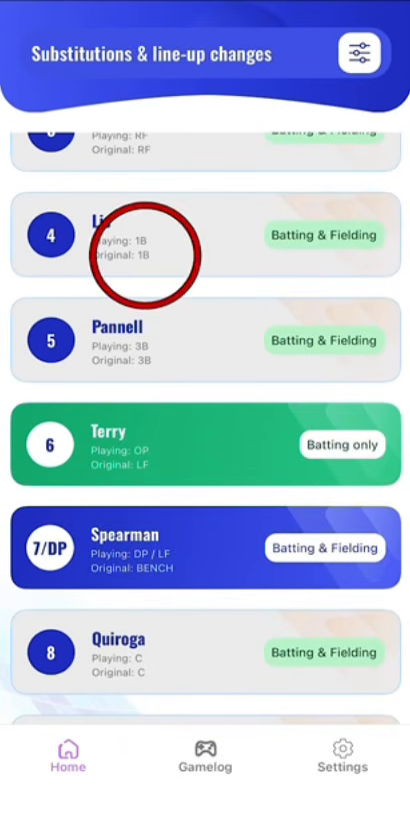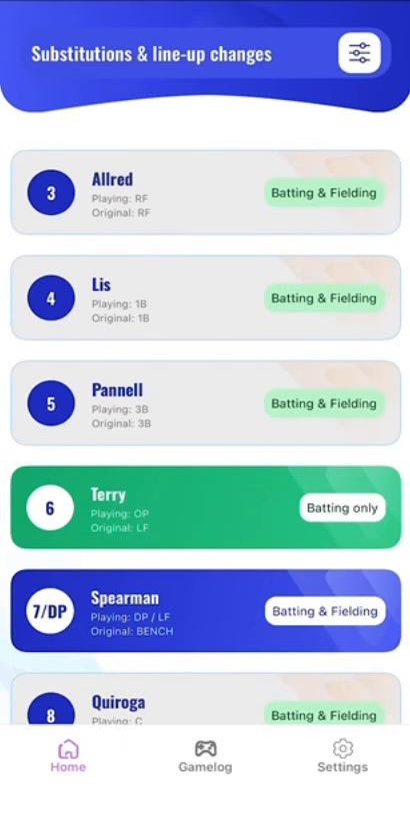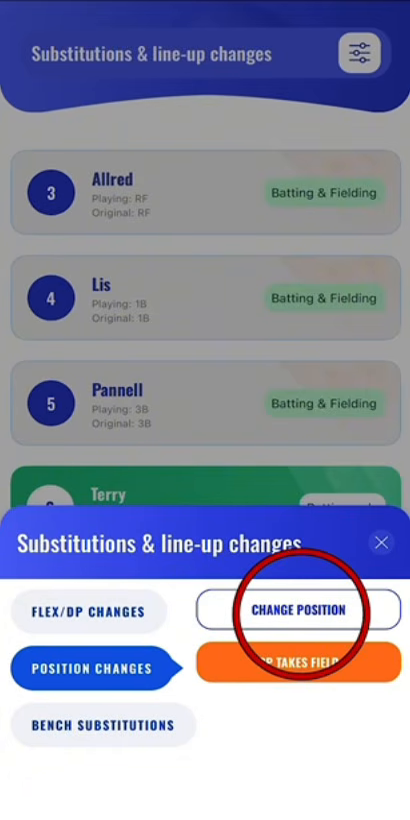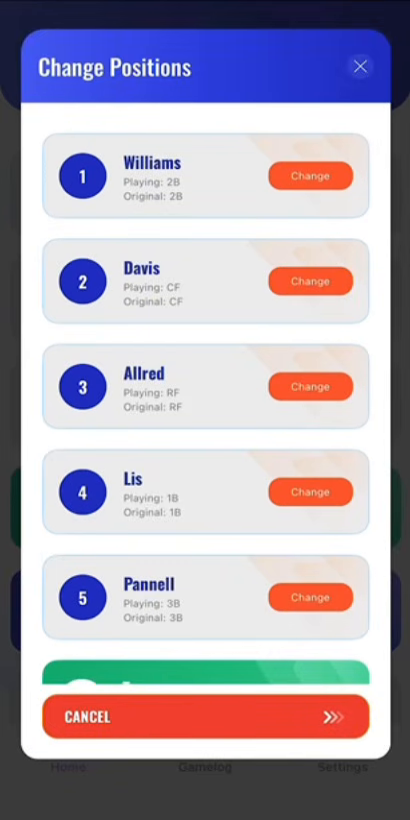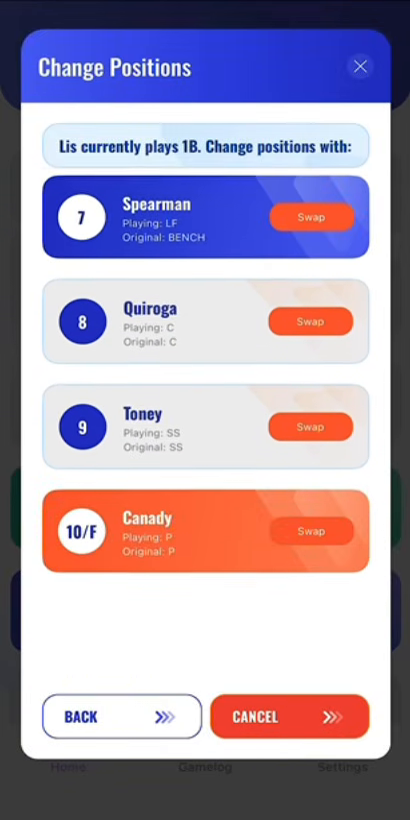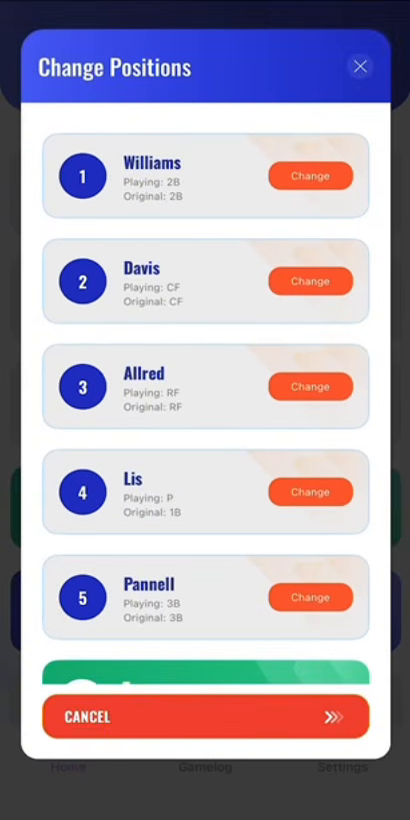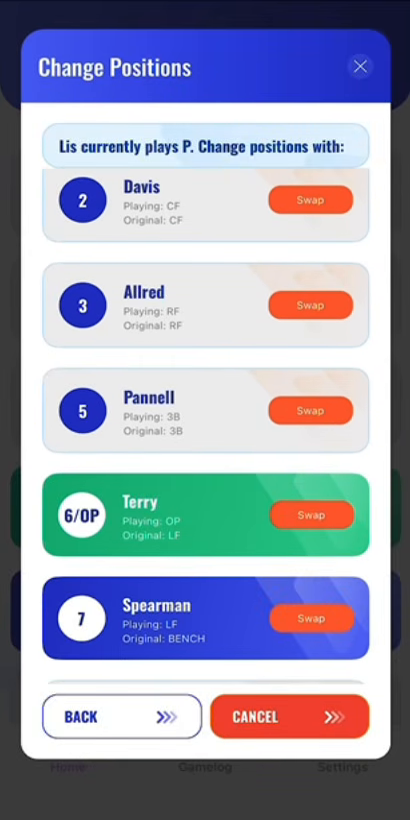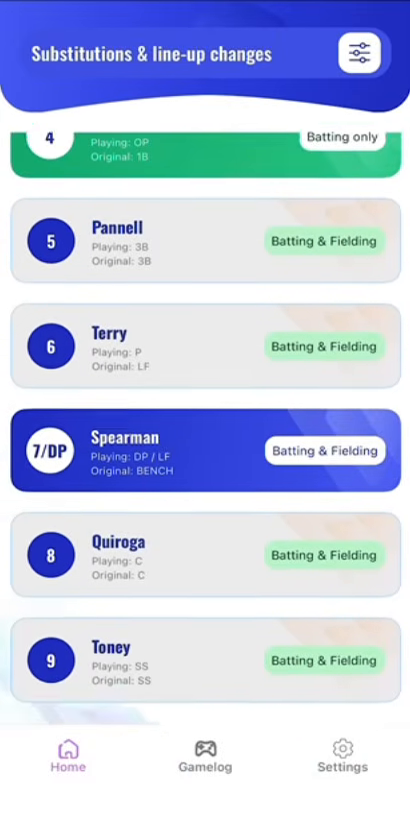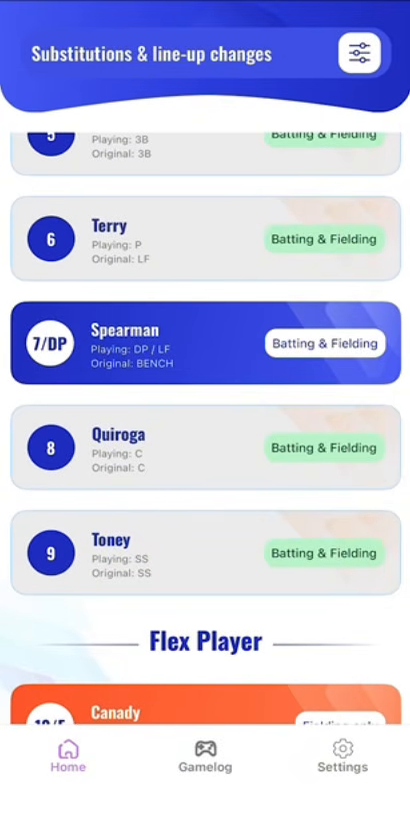Liss is usually the first baseman. So all we need to do is go to change position, and we go Liss change with Canady. Now it's got Liss as pitcher, so now we need to switch Liss to the OP. Liss and Terry are going to switch, so we go to change position again. Liss from pitcher is going to go to OP, and Terry is going to go to pitcher. So here we go. We're sound.